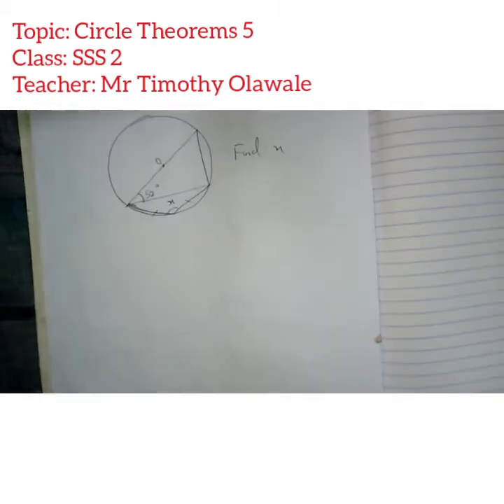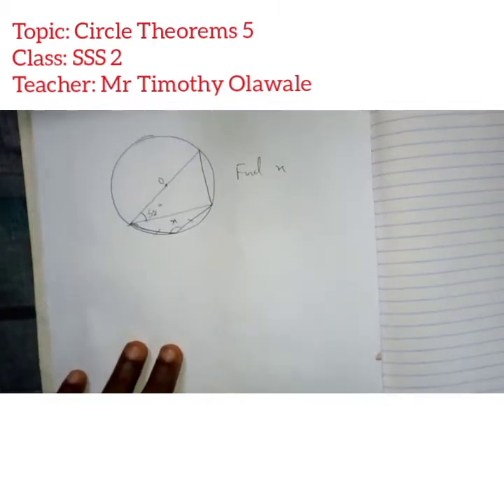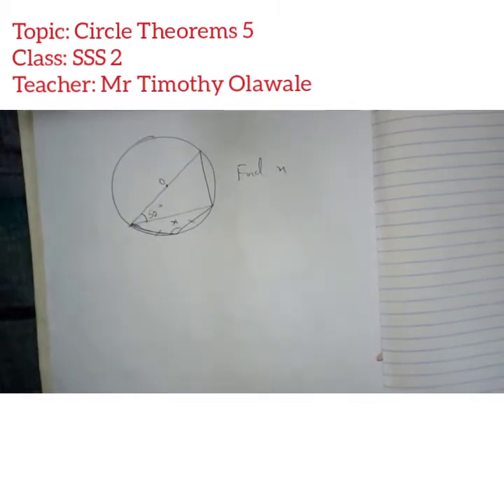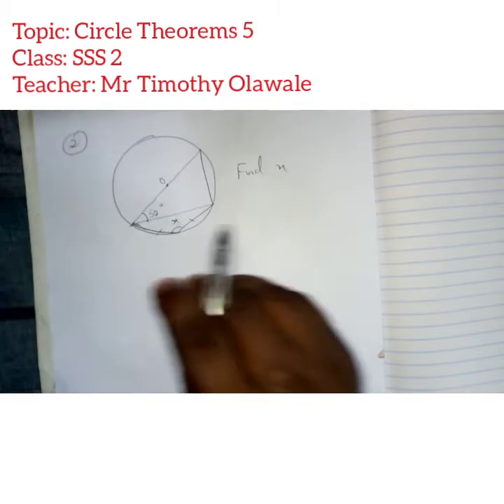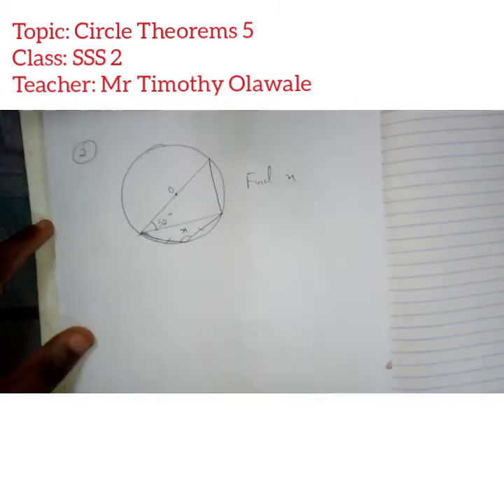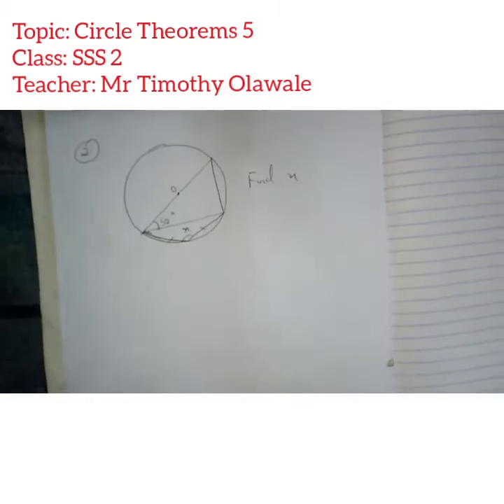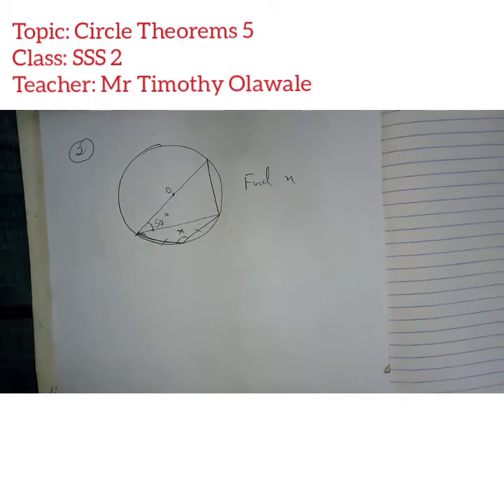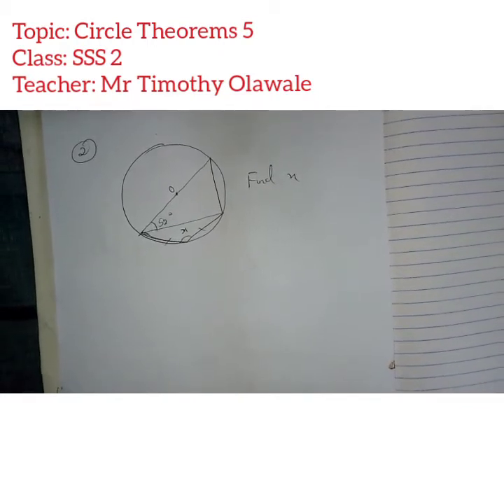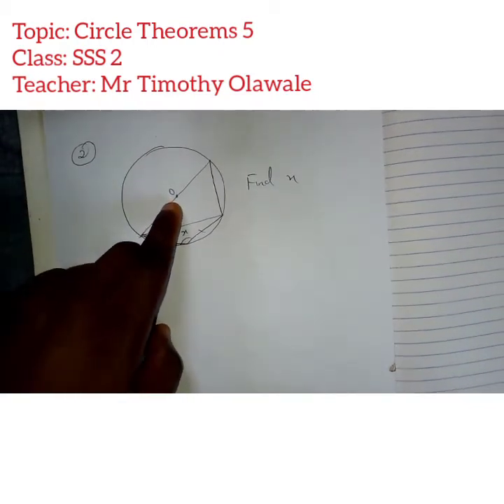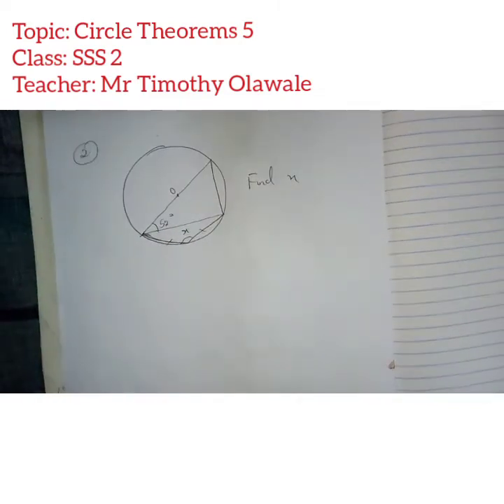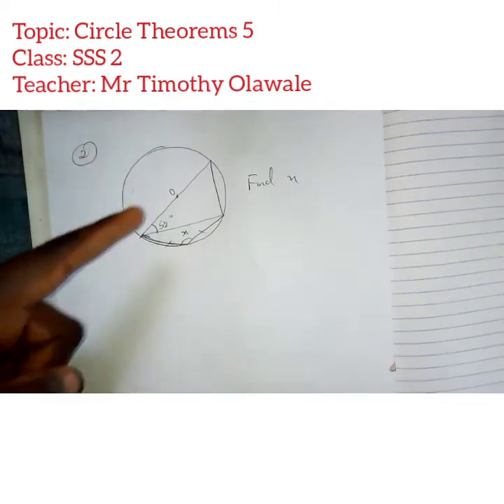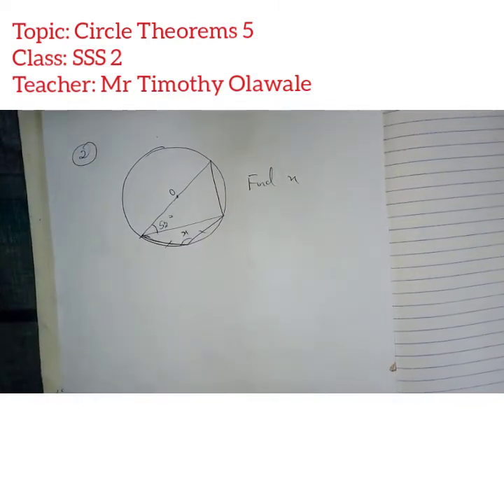Look at this question. We were asked to find x. Now this is example 2. You need to first calm down to analyze the question. What does it mean and how do I solve it? Now if you look at it, this is center O, and we have a line passing through center O. That tells you that this line is a diameter.